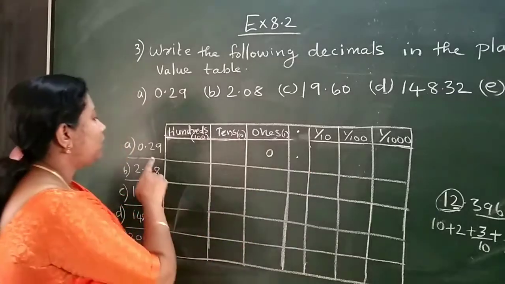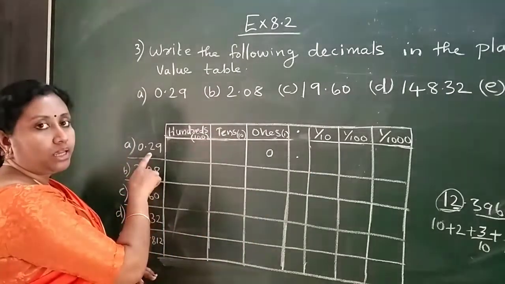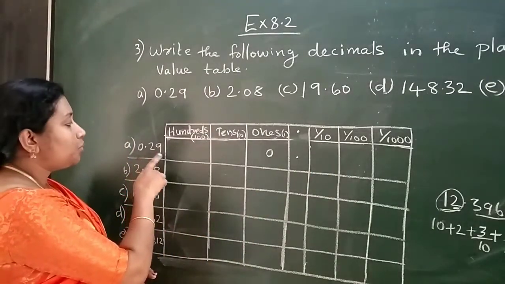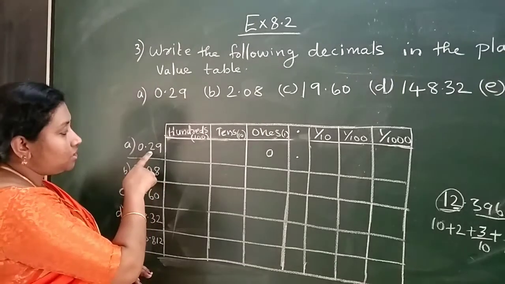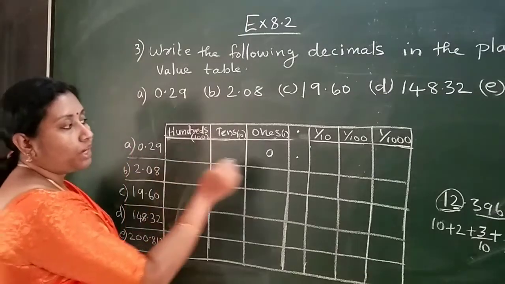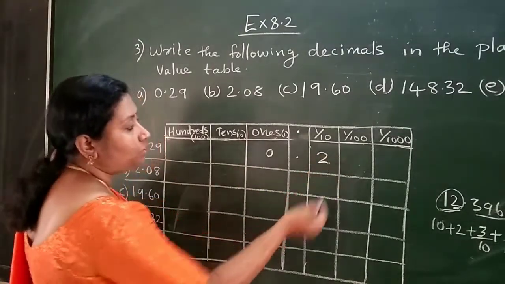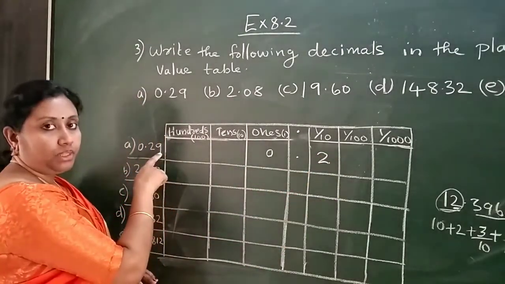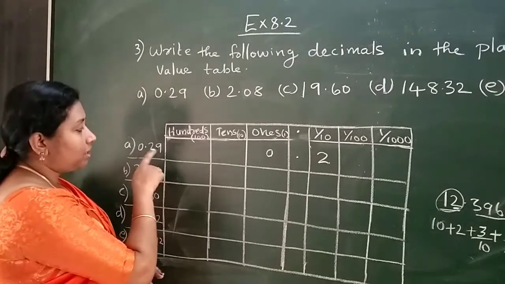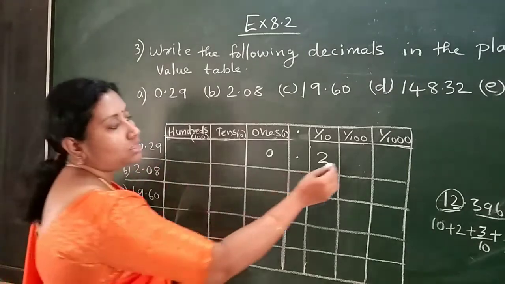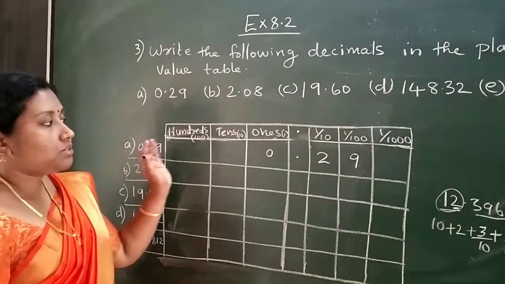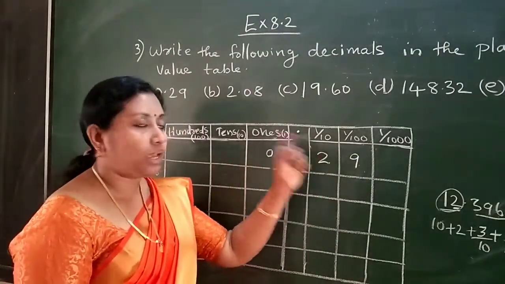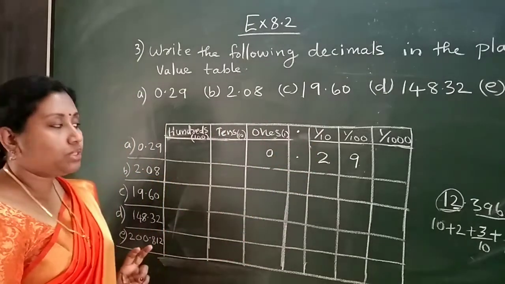Then this is the dot. Then how many digits are there in the decimal part? 2 digits are there. Then after the decimal point, the first digit's place value is the 1/10th place. So you write 2 here. Then the next digit is 9. That is the second place. So what is the place value? 1/100. So this way arrange 0.29 in a place value table.